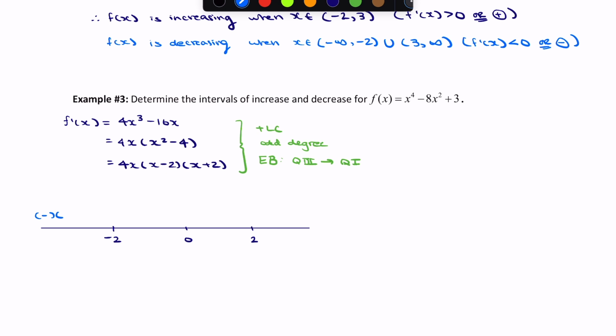negative, for example, sub in -4, -4 minus 2 still gives you negative value, and -4 plus 2 will still give us this negative value here. Good. So negative times negative will give us negative here, which shows that it is decreasing from negative infinity to -2.